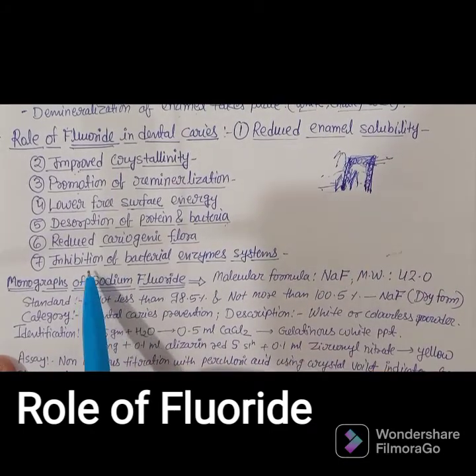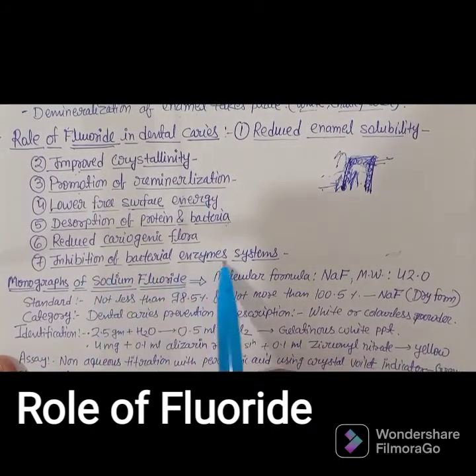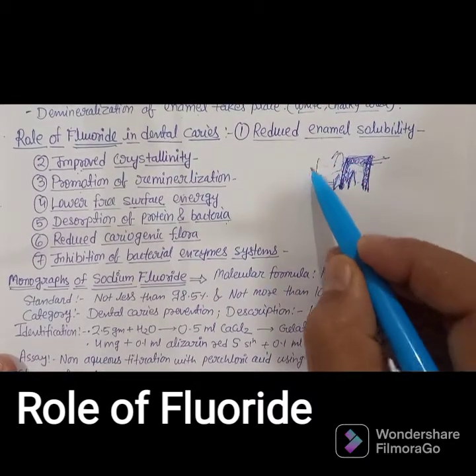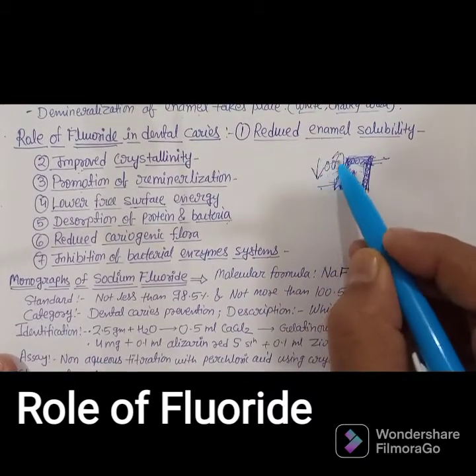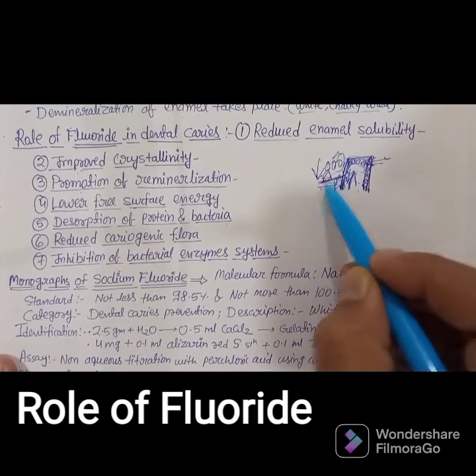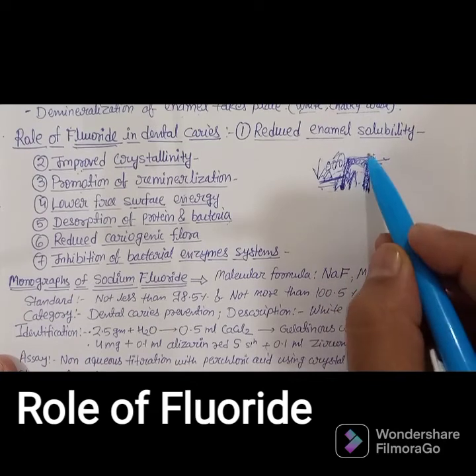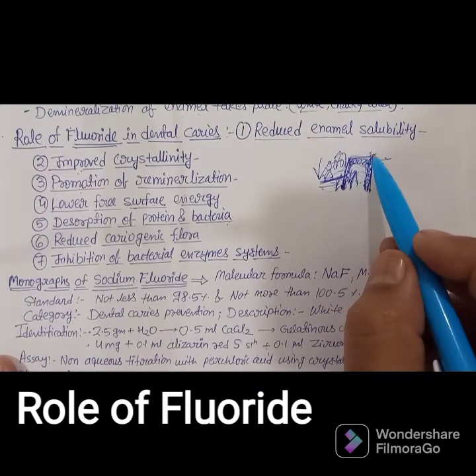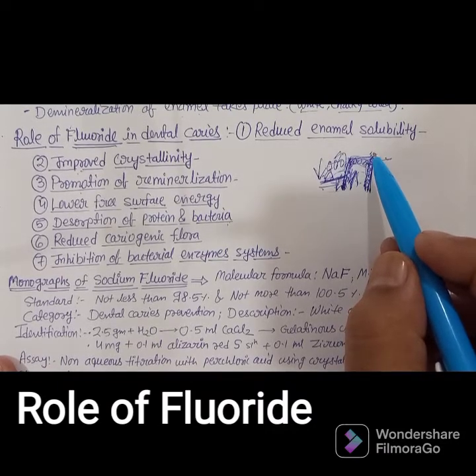The seventh one, inhibition of the bacterial enzyme system. If the bacterial enzyme system is reduced, the bacteria will not be able to do their binary fission and other replication and reproduction processes on the teeth, which they are meant for. That can be reduced or inhibited by the use of fluoride in our dental products, right?